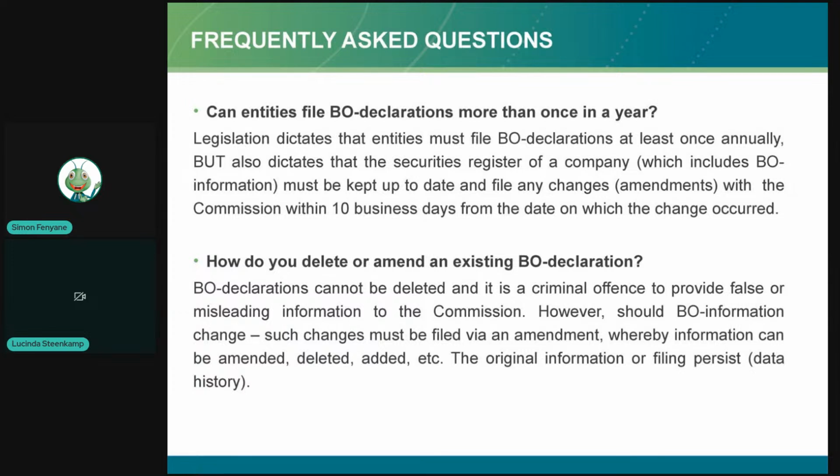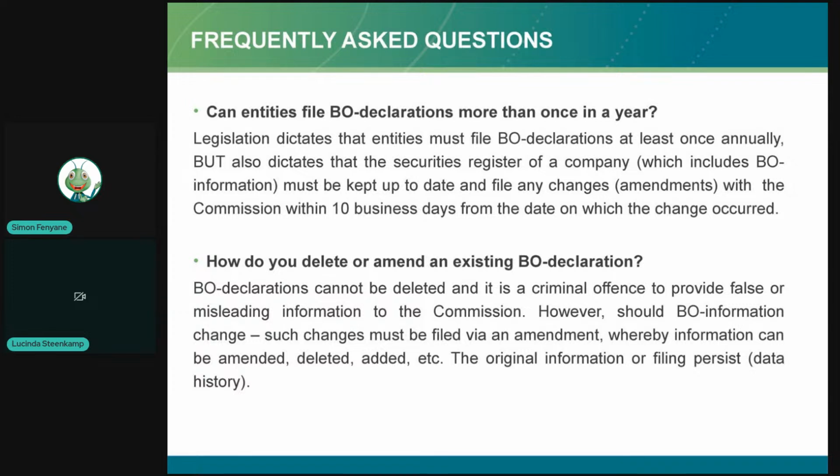Can entities file beneficial ownership declarations more than once a year? Legislation dictates that entities must file their BO declarations at least once annually. But it also dictates that the securities register of a company, which includes the BO information, must be kept up to date and any changes or amendments filed with the Commission within 10 business days of these changes occurring.